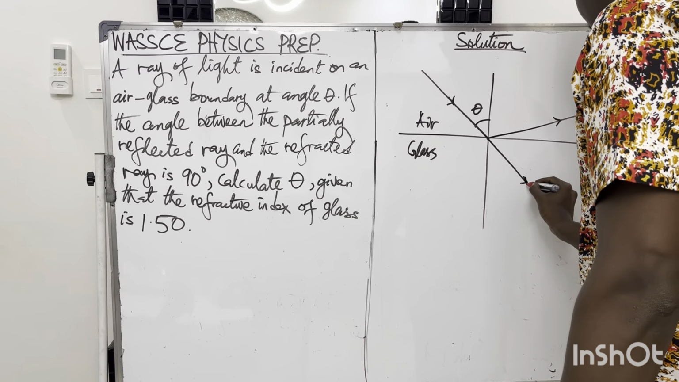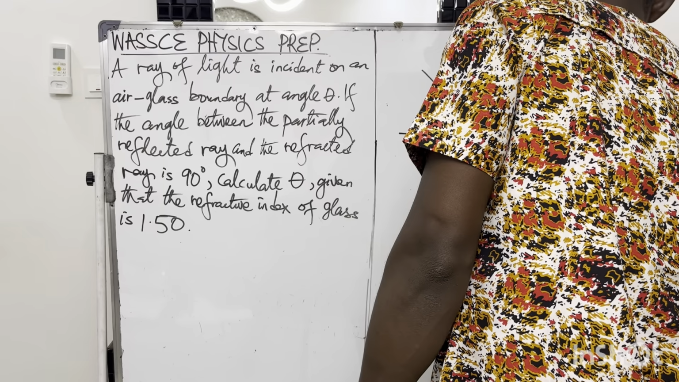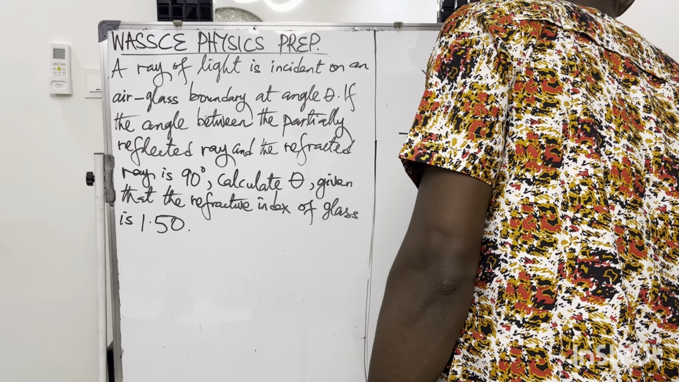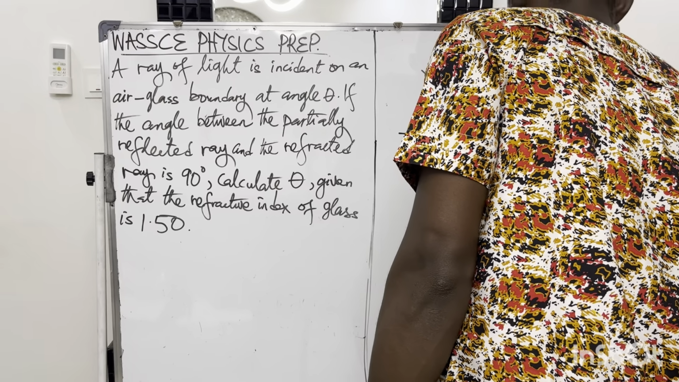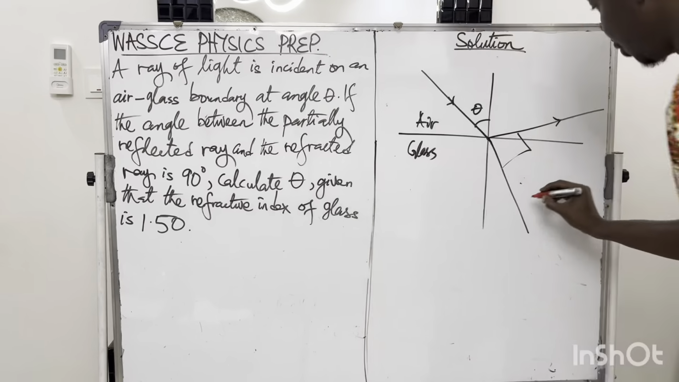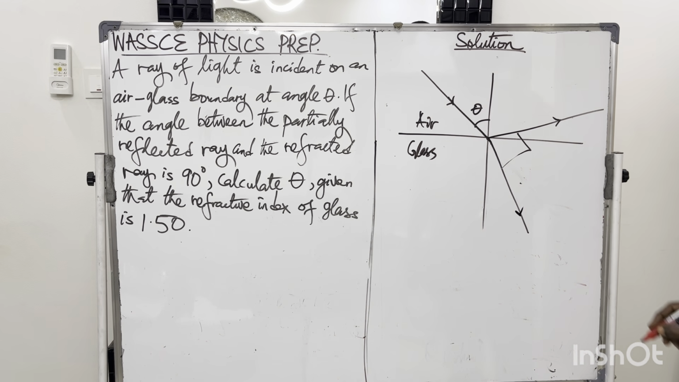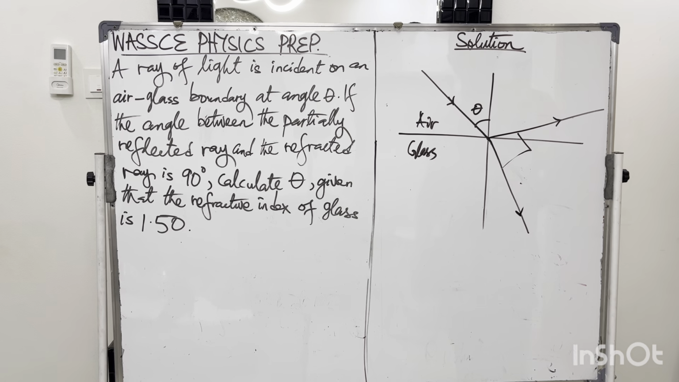Although it should bend a bit, and the angle between them is actually 90 degrees. So let me take this a bit, bending towards the normal. Yeah, the angle here is 90 degrees. So this is the refracted ray. This is the partially reflected ray. This is the incident ray.